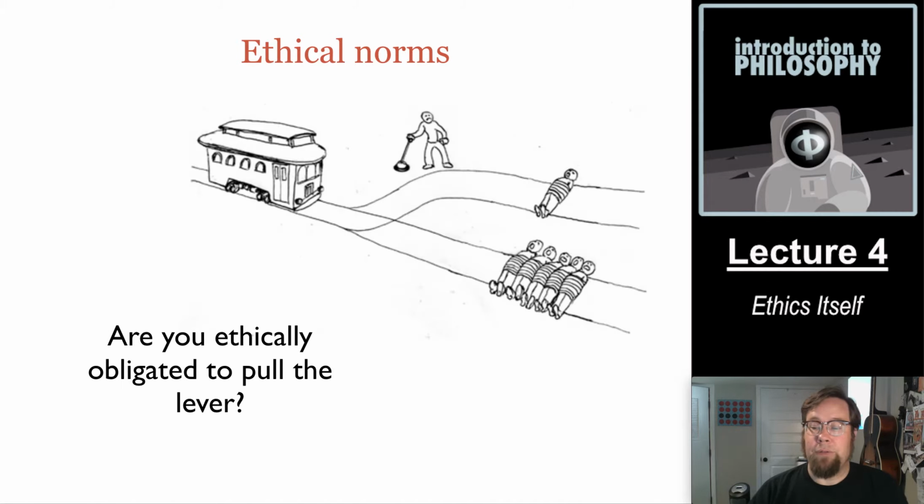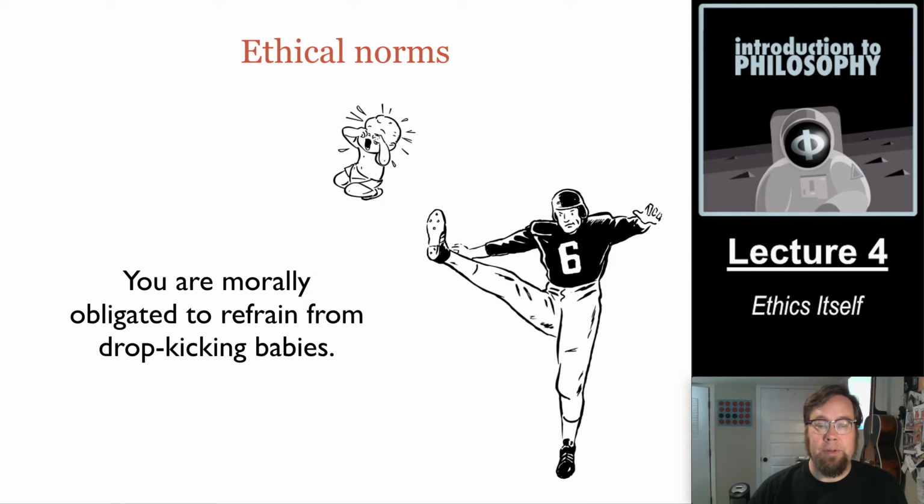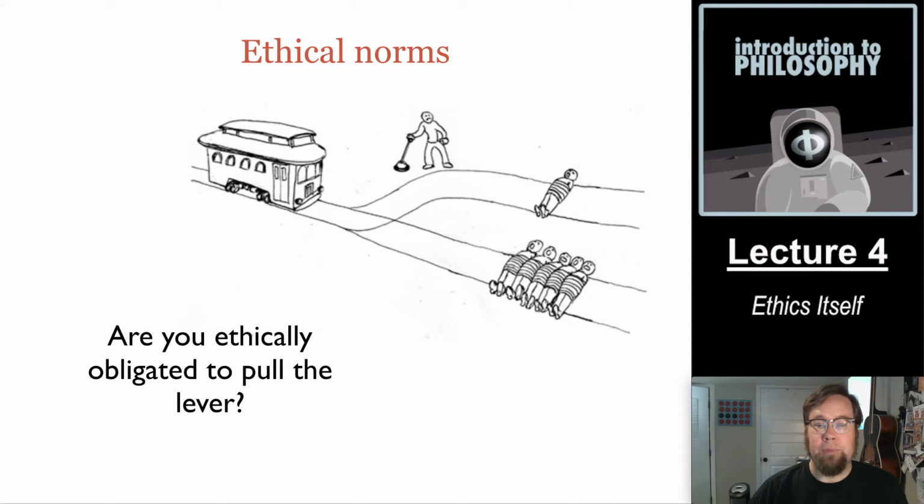Another kind of life or death question of ethical norms is the question that we pose in the trolley problem. This is something that we already discussed a little bit in an earlier lecture. Are you ethically obligated to pull the lever? We think it's obvious that you're ethically obligated to refrain from drop kicking babies, but are you ethically obligated to pull that lever? If you don't pull the lever, the trolley is going to kill 5 people. If you do pull the lever, you're going to save those 5 people, but in one way or another, you've killed that single person over on this track here. So what are you ethically obligated to do?